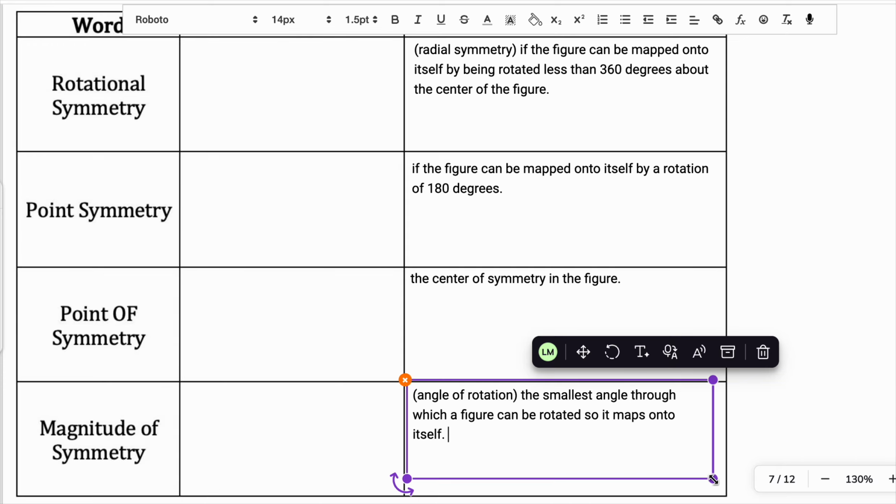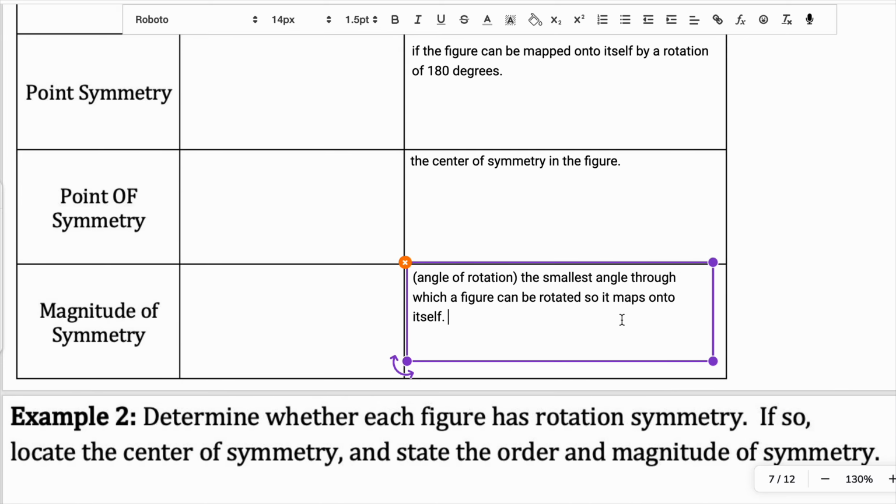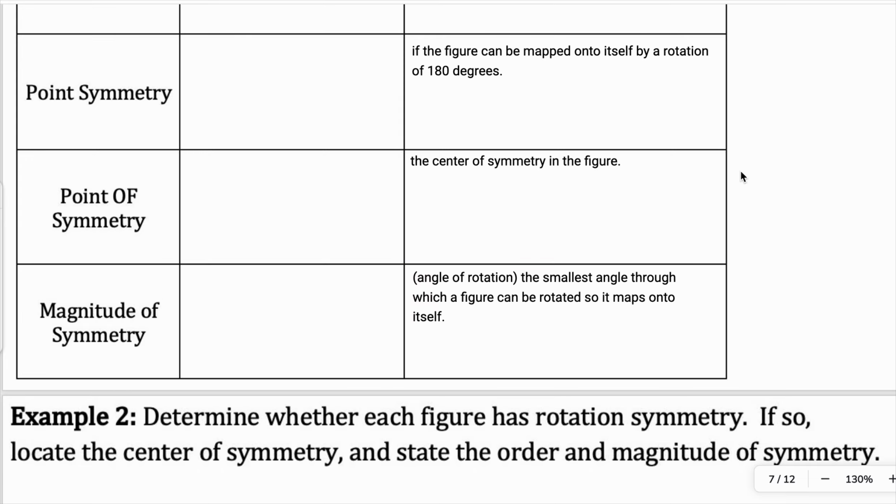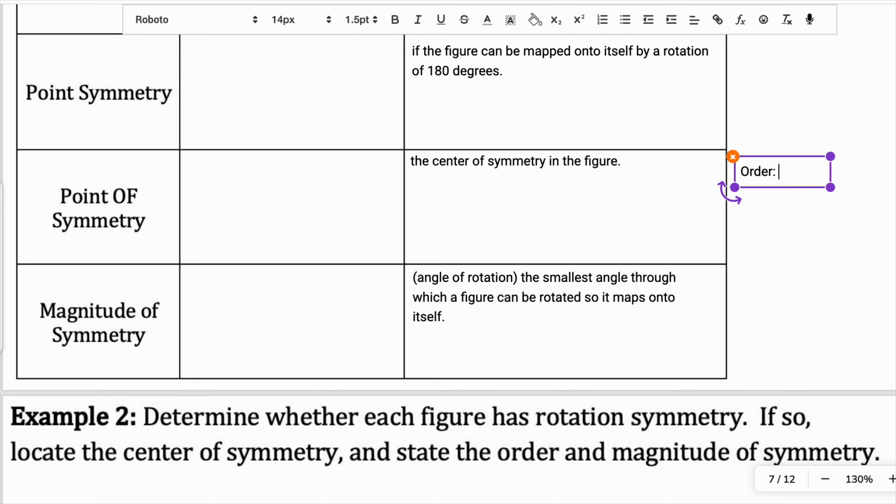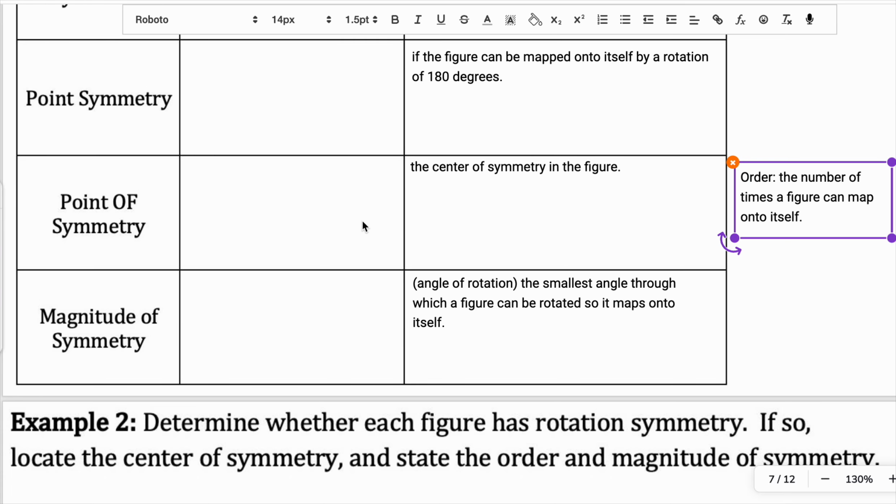We're also going to talk about one more thing that's not here on your paper, and I'm going to add it over here, and that is order. The order is the number of times a figure can map onto itself. And we'll talk about that too in the next examples.